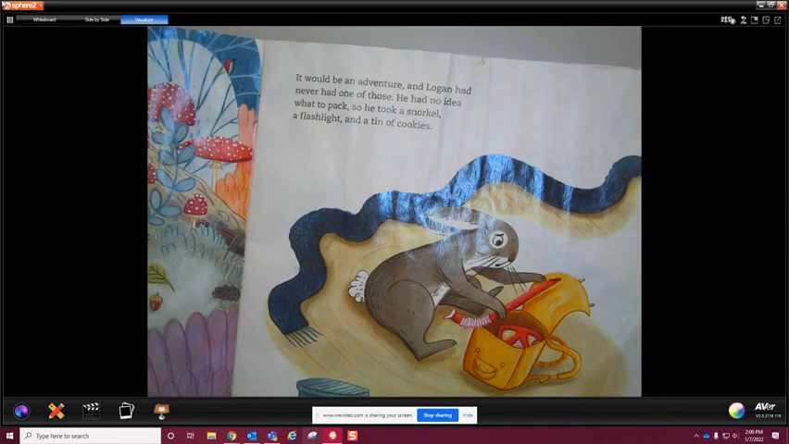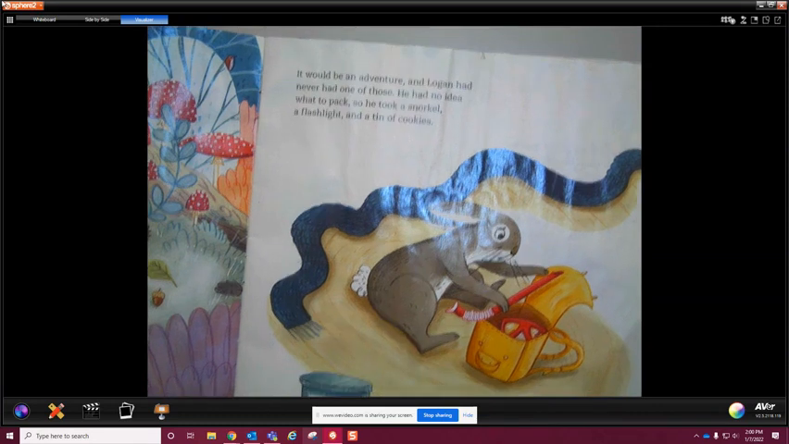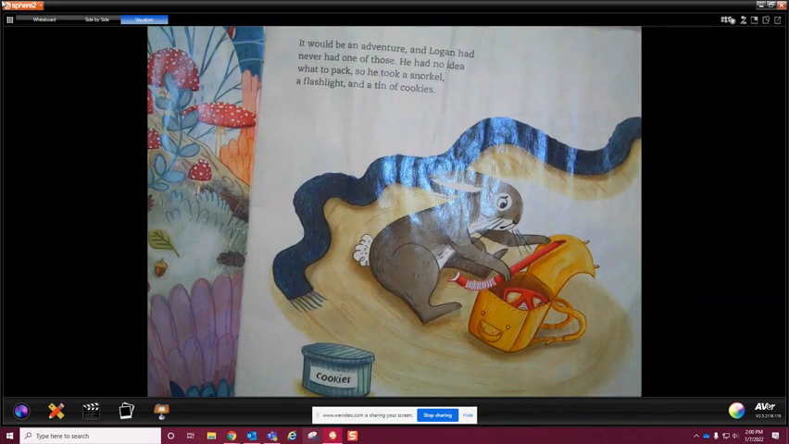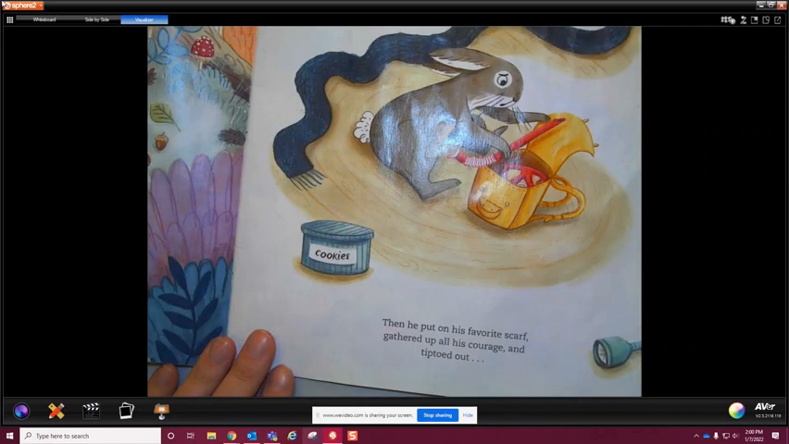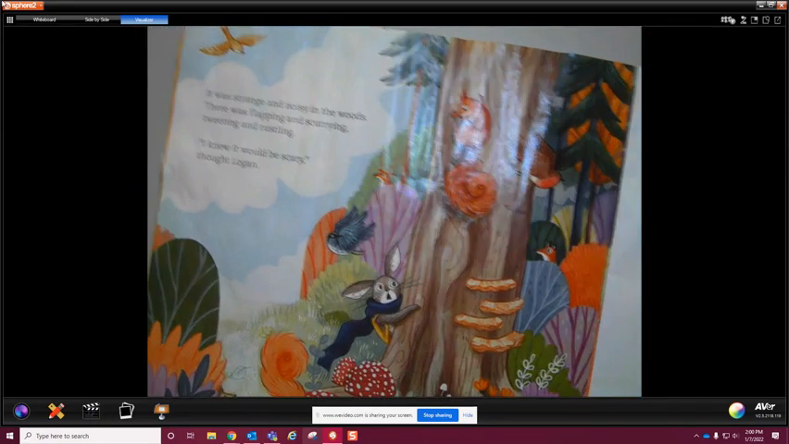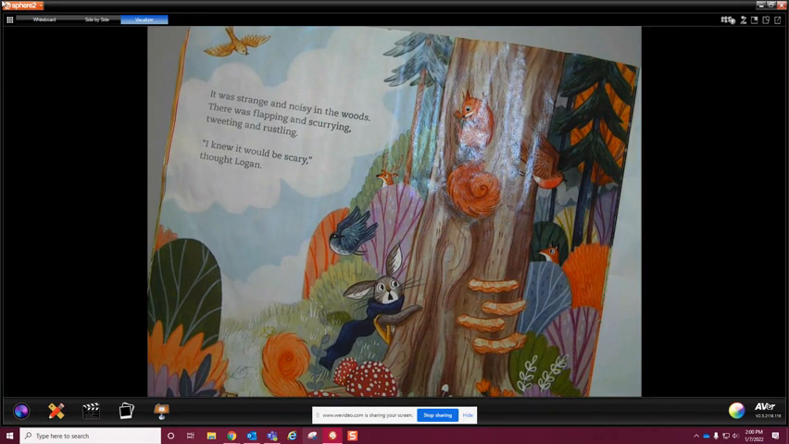Okay, all right. It would be an adventure, and Logan had never had one of those. He had no idea what to pack, so he took a snorkel, a flashlight, and a tin of cookies. Then he put on his favorite scarf, gathered up all his courage, and tiptoed out. It was strange and noisy in the woods. There was flapping and scurrying, tweeting and rustling. "I knew it would be scary," thought Logan.